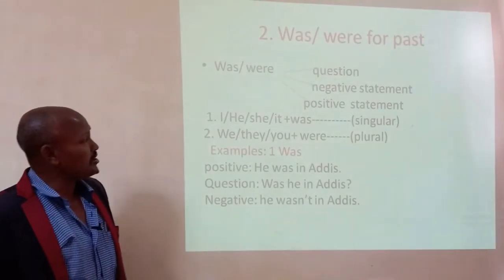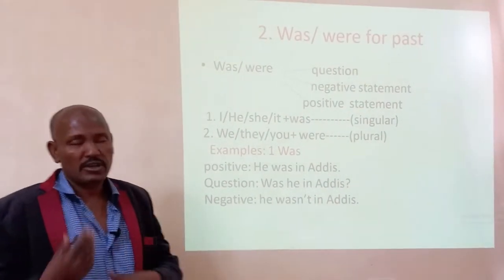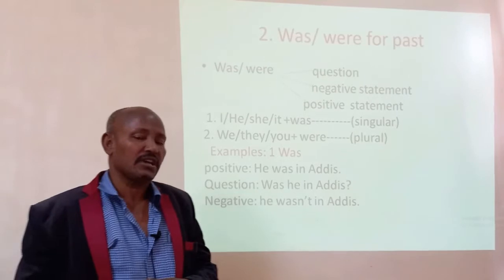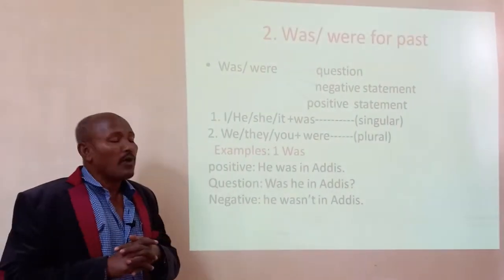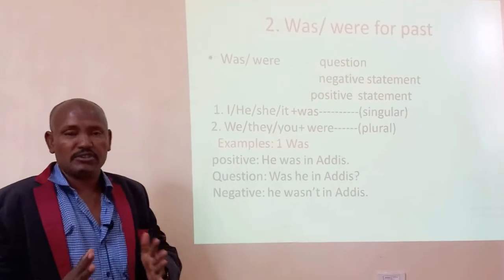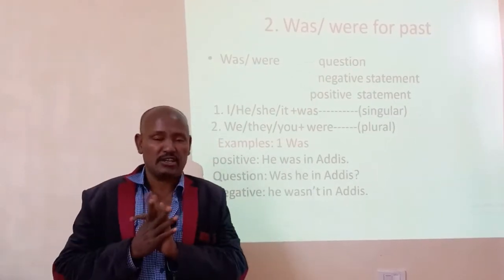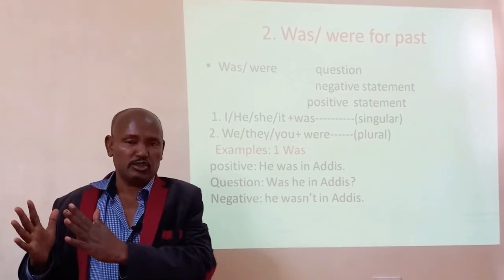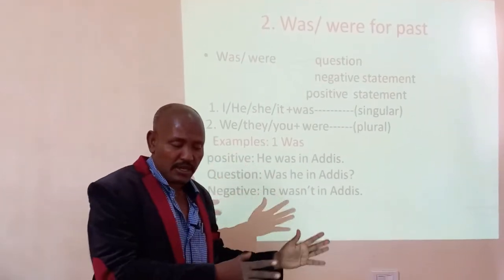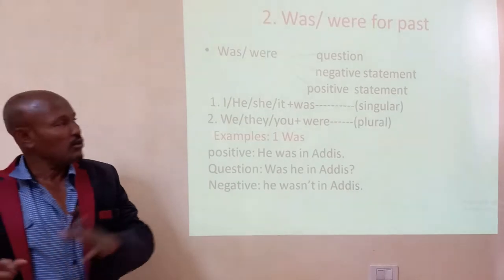Look here. For question, for negative, and for positive statements, we use these be-forms of verbs. Why do we categorize these verbs into two? Because the speakers are categorized into two. That is called singular speaker and plural speaker.